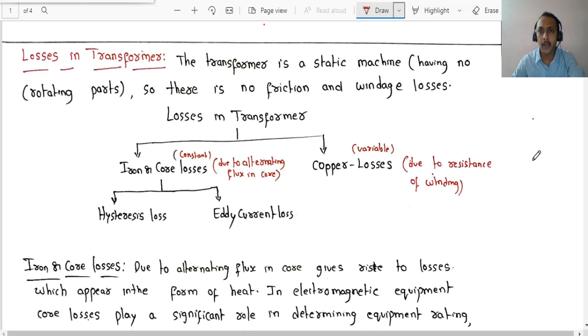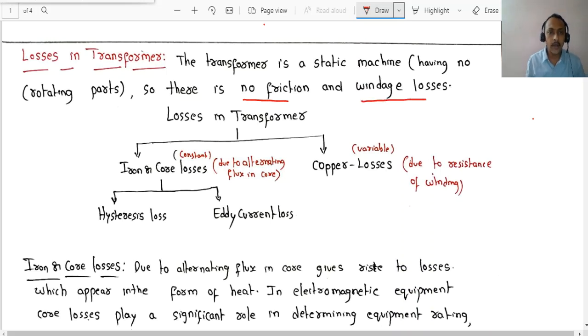Now coming to the losses in the transformer, as it is a static machine which is not having any rotating parts, there won't be any friction or windage losses. If you come across DC machines like DC motor or DC generator and AC machines, as there will be some rotating parts, while considering their losses, there will be friction and windage losses. But with respect to the transformer, as there are no rotating parts, we won't have any friction or windage losses.